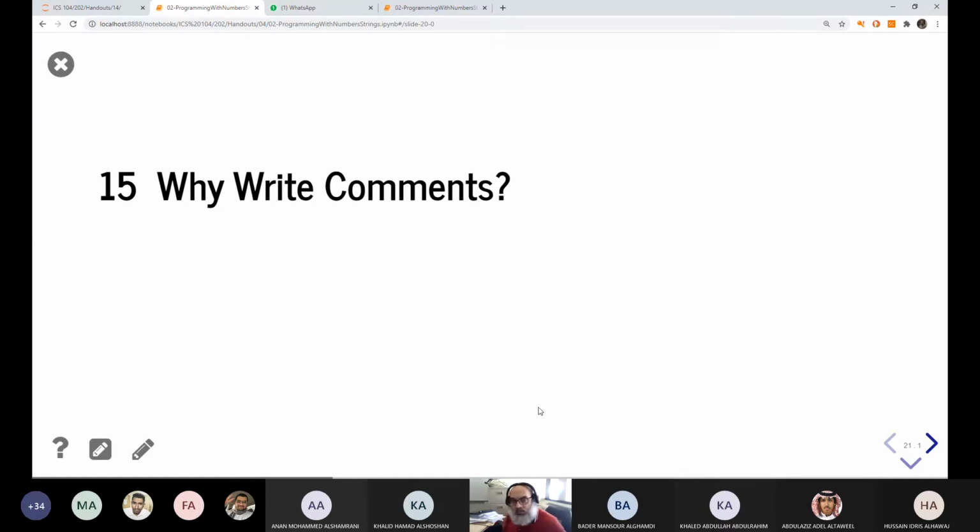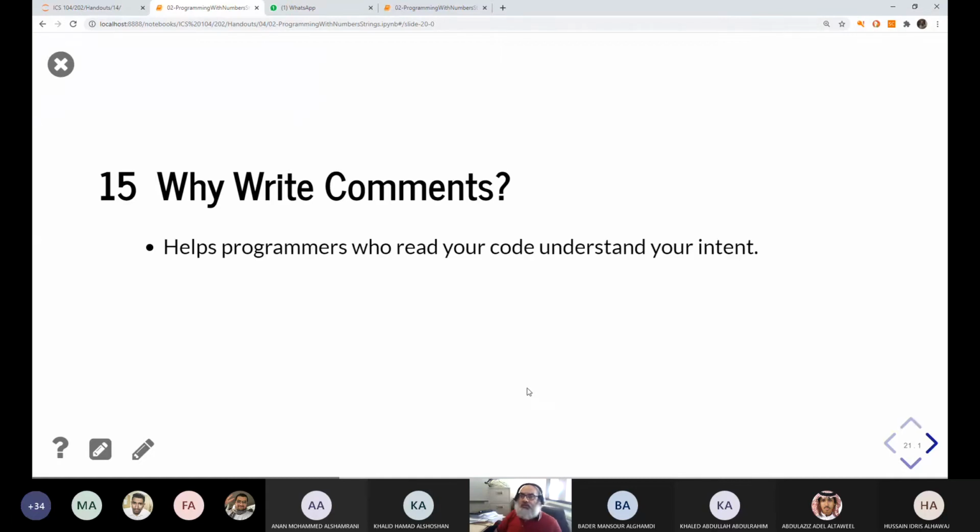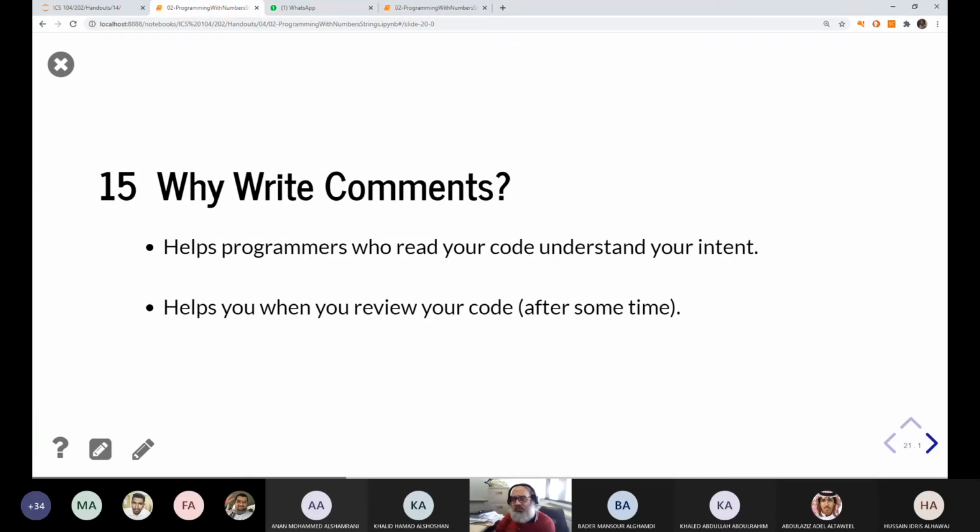So why do we write comments? Because it helps programmers who read your code understand your intent. Not only that, but even you, after you write code, especially if it was maybe 100 or 200 lines, if you look at it after a month, you might forget why you did this. What are you doing here? What are you doing there?